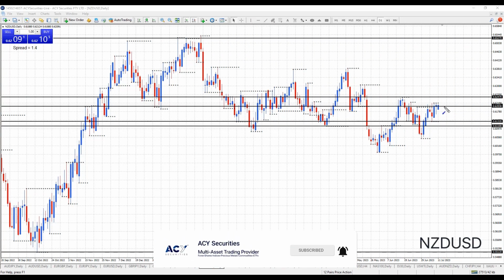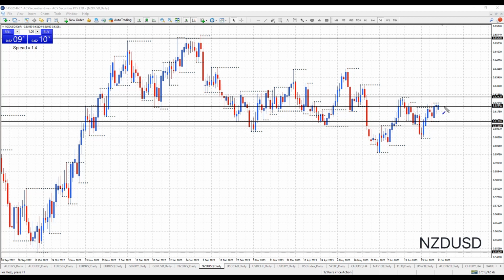Alright traders, last pair to review, New Zealand dollar for today. Now be aware we've got the interest rate decision tomorrow, so a little bit difficult to trade the New Zealand crosses in the next 24 hours, but last week we closed at this significant level, 62.03 day resistance.